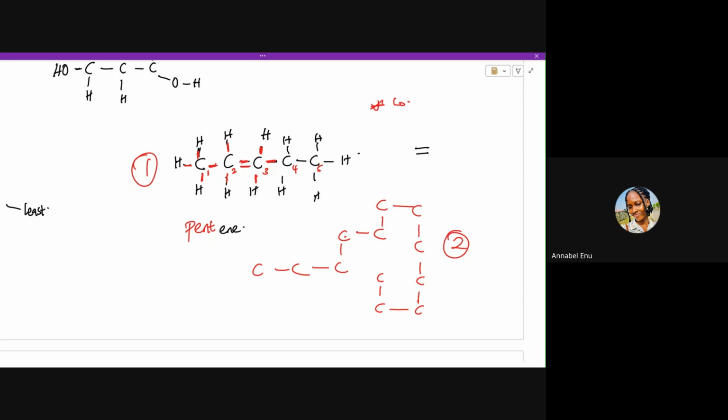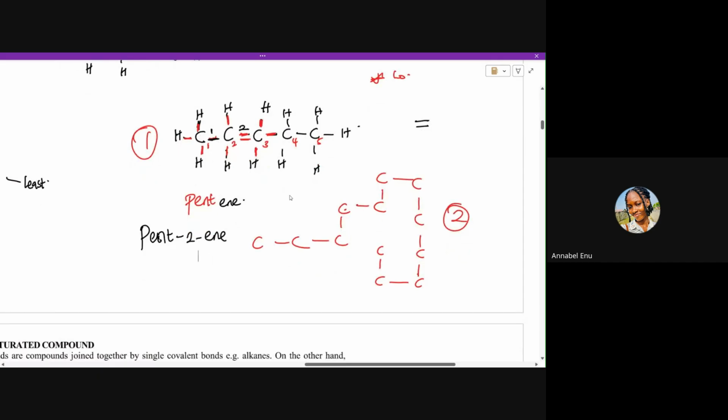But to accurately name this, we have to write the number where that double bond is. Now we'll count the carbon to carbon bonds. This is bond number 1. This is bond number 2. So to properly write this, we say this is pent-2-ene. The 2 is telling us that the double bond is in the number 2 position. That is how we write this kind of structure.